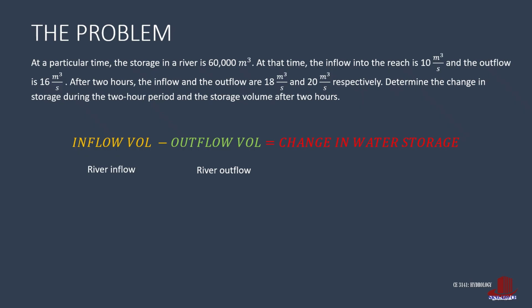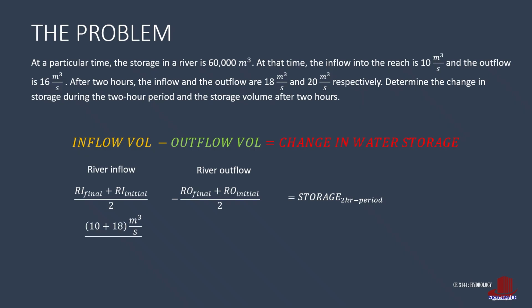So for the inflow volume, where the only parameter is river inflow, take the average as the summation of the final and initial river inflows divided by 2. This is true for the river outflow, which is RO final plus RO initial divided by 2. The difference is the storage of the river during the 2-hour period.